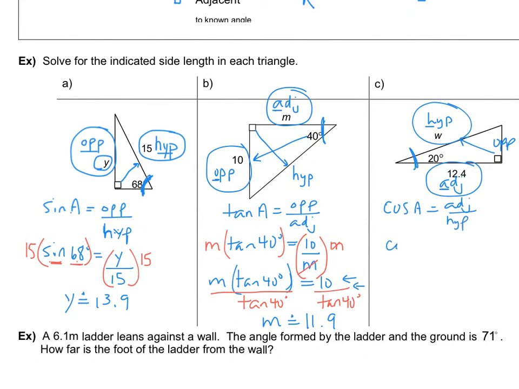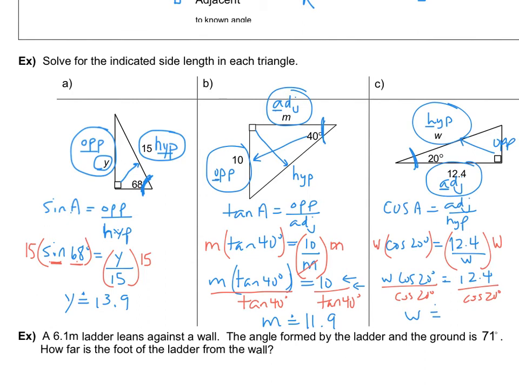Fill in what we know. The cos of 20 degrees will equal 12.4 over W. So again, we've got the variable on the bottom. Can't solve for it if it's on the bottom. Move it over by multiplying both sides by it. And then you're going to divide both sides by the cosine of 20 degrees to get that W by itself. And then that will give us what W equals.